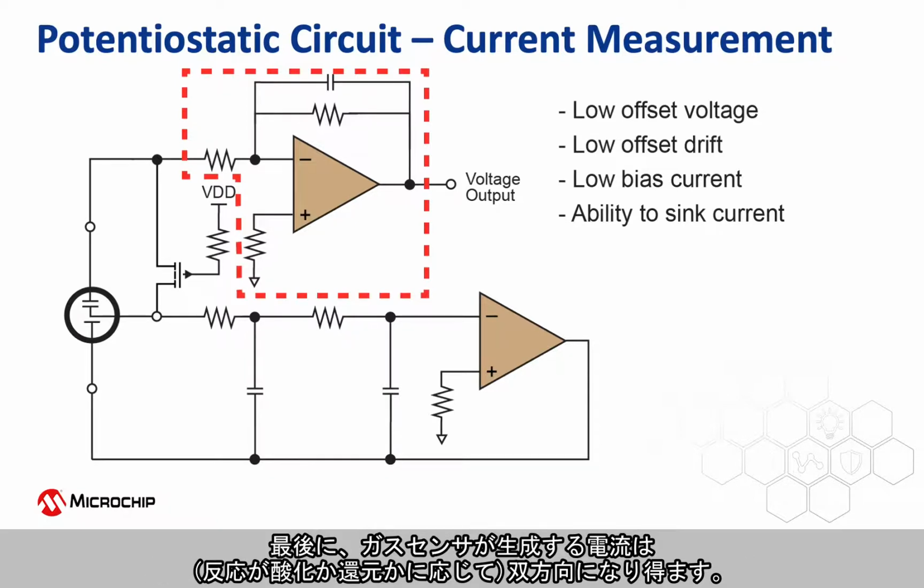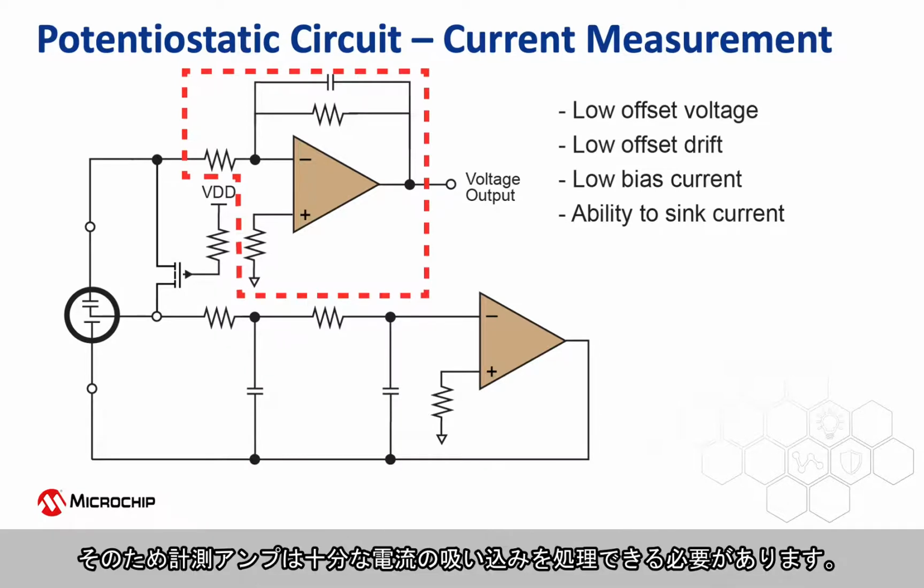Finally, the generated current from the gas sensor can be bidirectional, depending on if the reaction is an oxidation or a reduction, so the measurement amplifier must be able to handle sinking sufficient current.